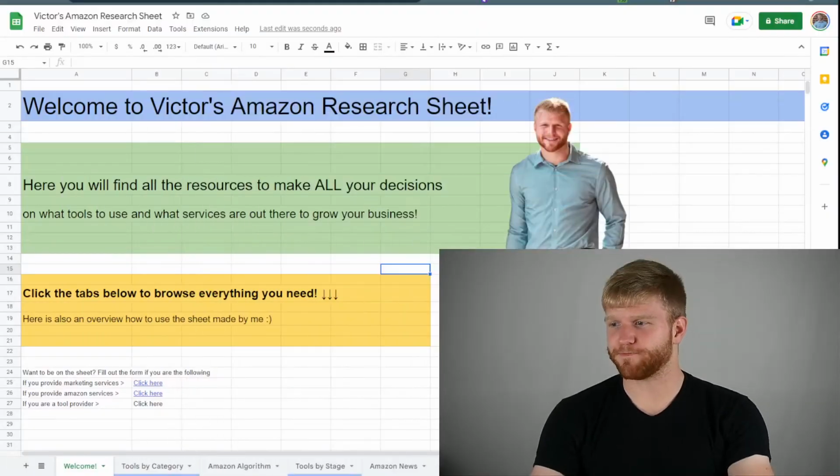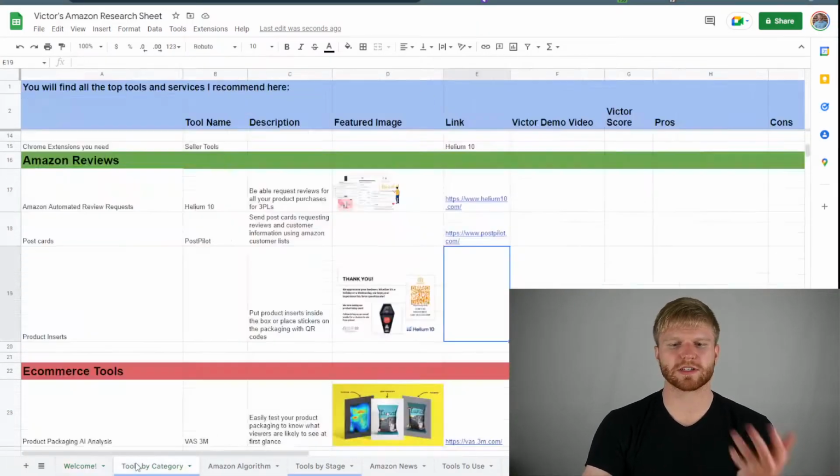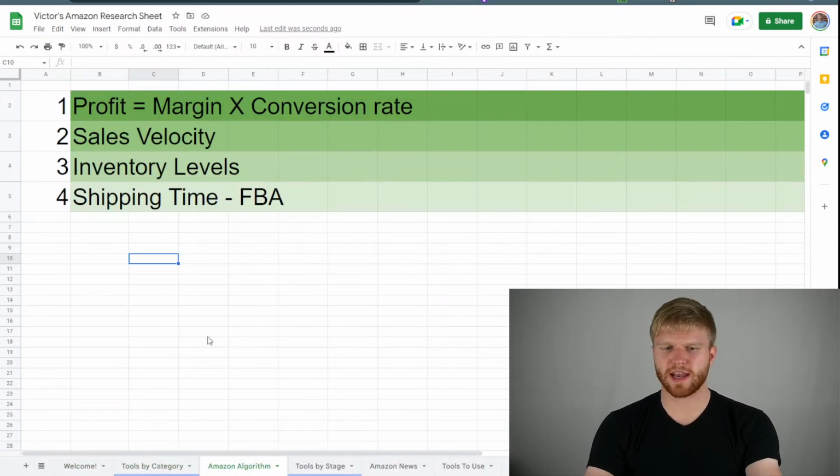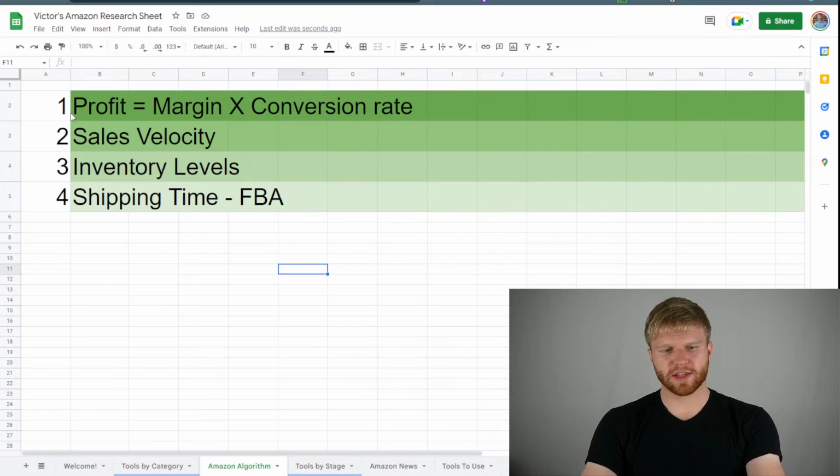So let's dive right in. So this is our master Amazon sheet that we have here with all the latest tools and things to make decisions off of. Today we're going to dive into the Amazon algorithm. So this is kind of how I see how it works.